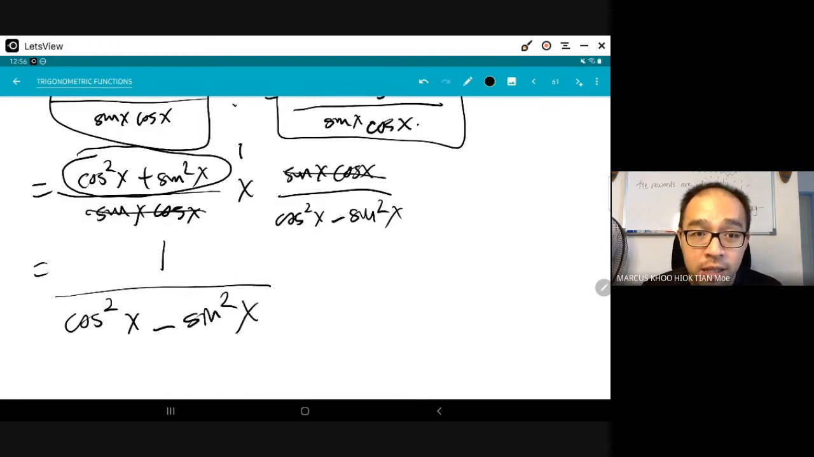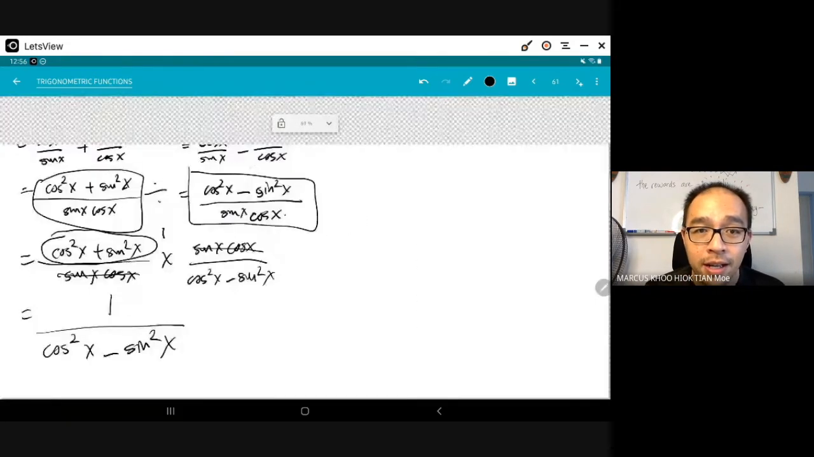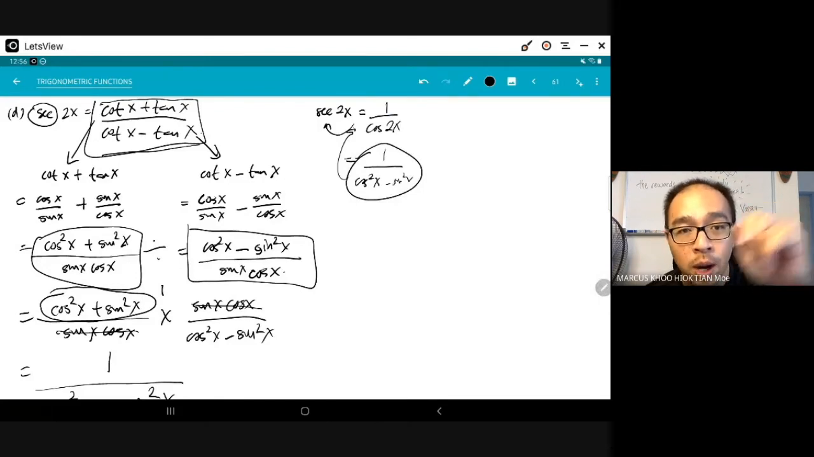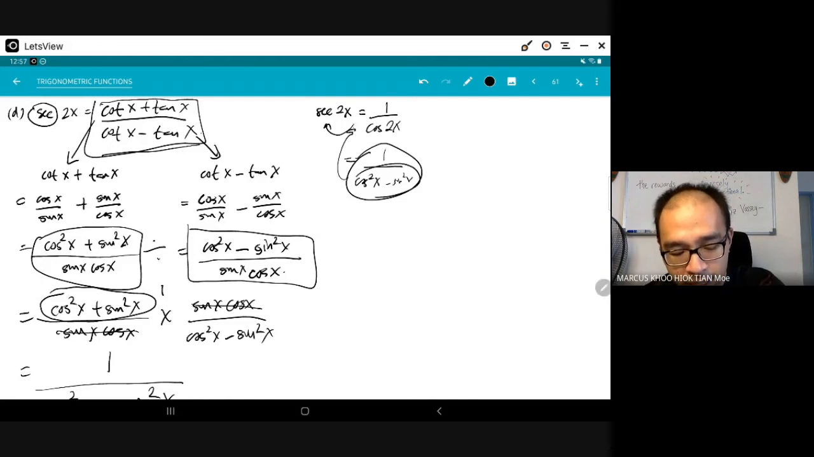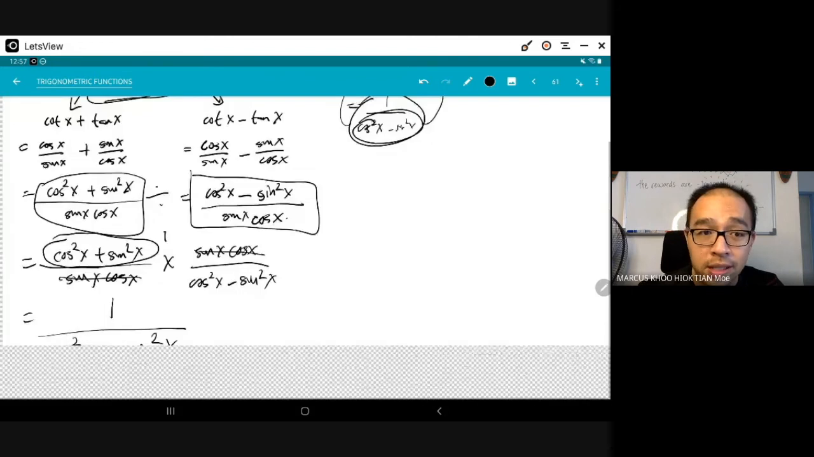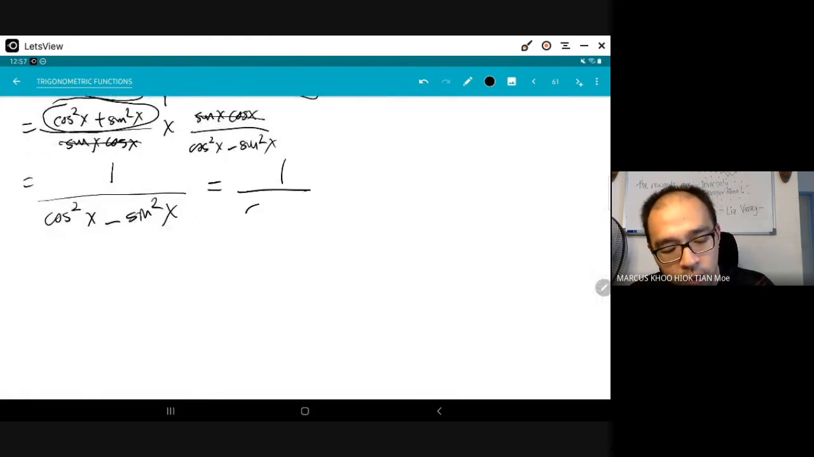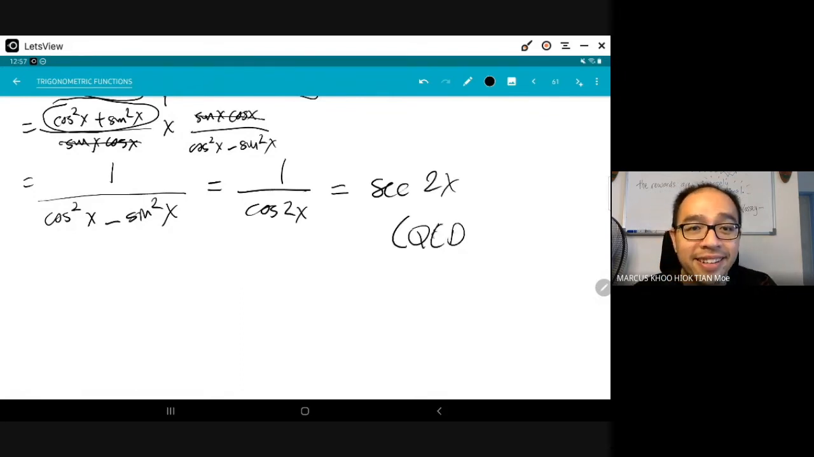Now, where have we seen this before? We saw this when we were establishing this earlier on. If we can get to a point where it's 1 over cos squared x minus sine squared x, I can convert this to become cos 2x, and this will become secant 2x. So you're actually literally 2 steps away already. 1 over cos 2x equals secant 2x. Quite easily done.